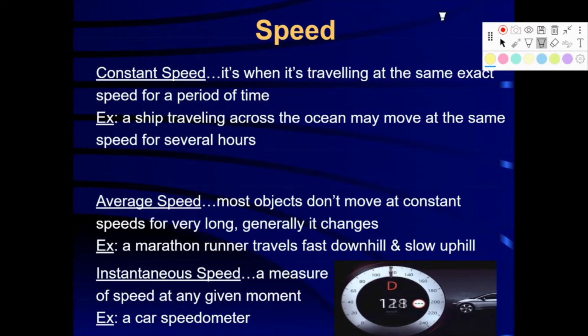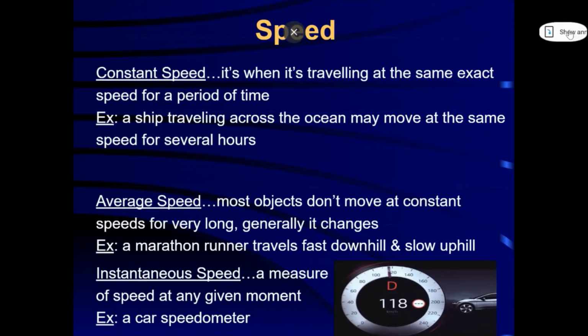from one of those. But an example of this is like a marathon runner travels fast downhill and slow uphill, right? So there are different speeds, but you just calculate it. And then instantaneous speed is just a measure of speed at any given moment, kind of like what you see in your car speedometer, right? You look at that and it tells you how fast you're going at any given moment.